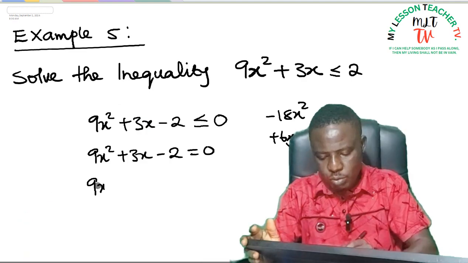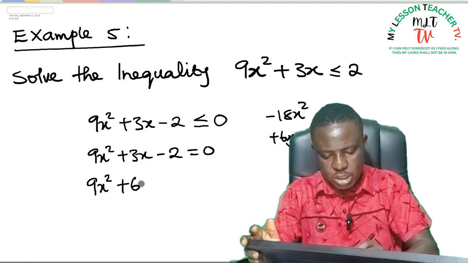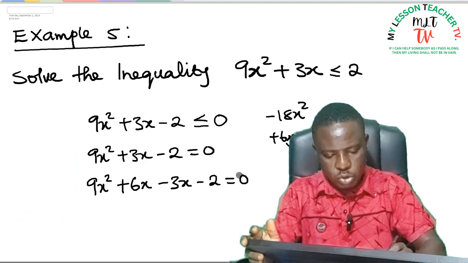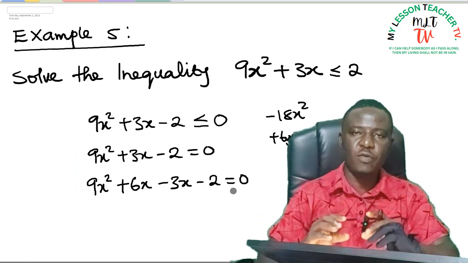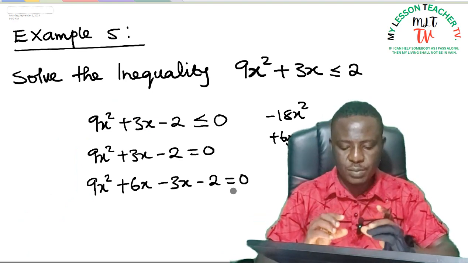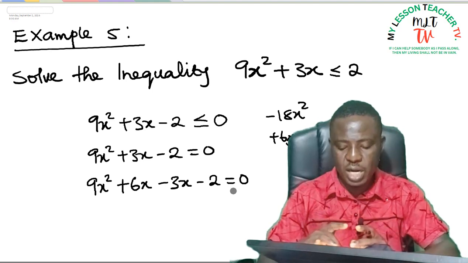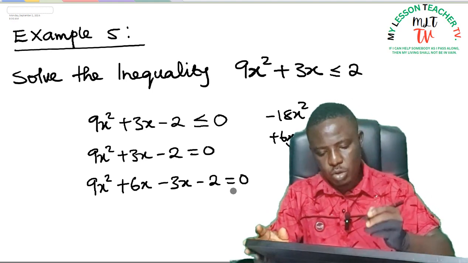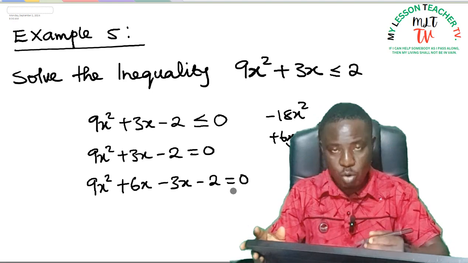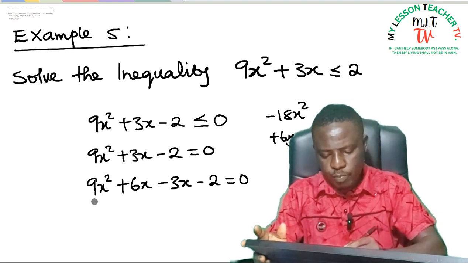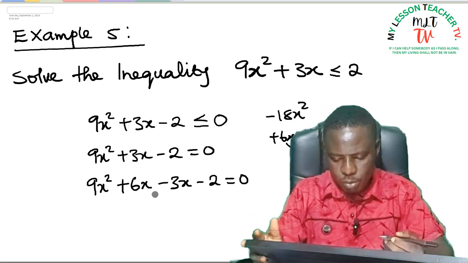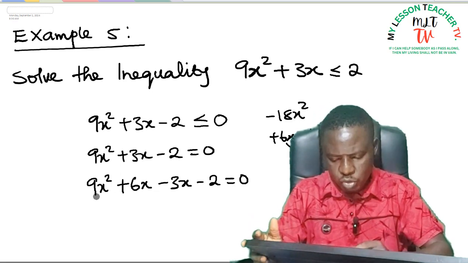So this becomes 9x squared plus 6x minus 3x minus 2 is equal to 0. Now, the essence of substituting it is to change it from a 3-term expression to a 4-term expression so that we can then factorize them in 2's, which we were unable to do when it was a 3-term expression. So looking at the first two terms, what is common? 3 is common because 3 is a factor of 9 and 6.